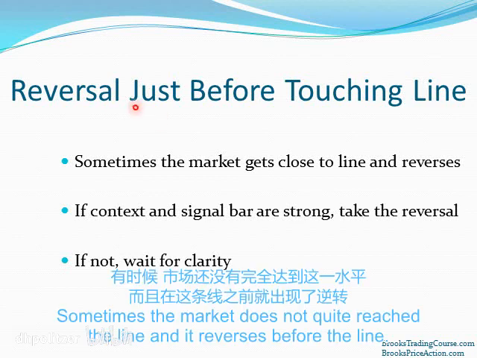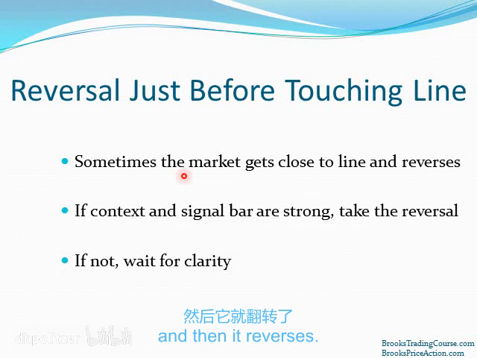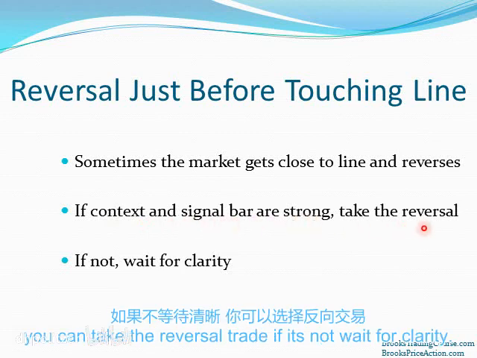Sometimes the market does not quite reach the line and it reverses before the line. Okay, so sometimes it gets close to the line but doesn't quite touch it, and then it reverses. If the context is supportive of a reversal and the signal bar is strong, you can take the reversal trade. If it's not, wait for clarity.